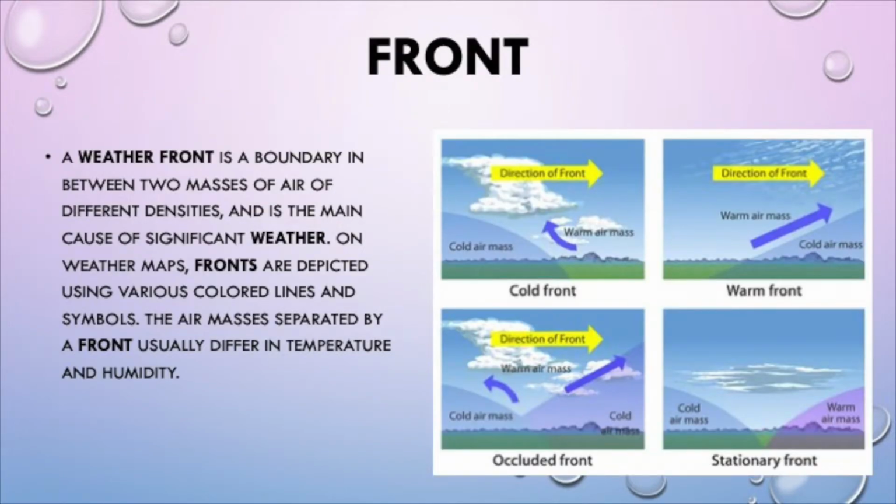A weather front is a boundary in between 2 masses of air of different densities and is the main cause of significant weather. On weather maps, fronts are depicted using various colored lines and symbols. The air masses separated by a front usually differ in temperature and humidity.